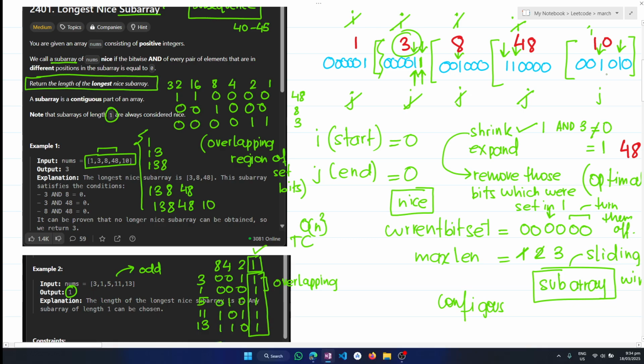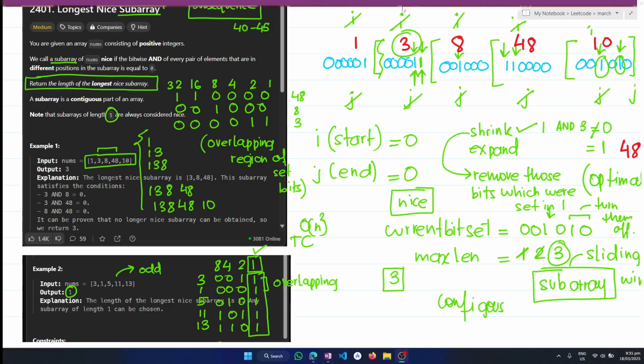So since this is the new number which was introduced to my window, I'm going to turn both of these bits on over here. Okay, on over here, and then I increment my j and it goes out of bound. The size of this particular window was 1, but it was smaller than 3, so I don't update it. And at the end of the day, what answer do I have? I have the answer as 3, right? Till this point, everything is good and clear.